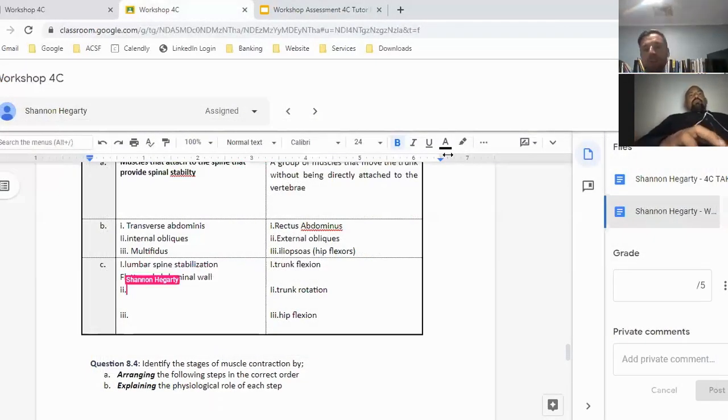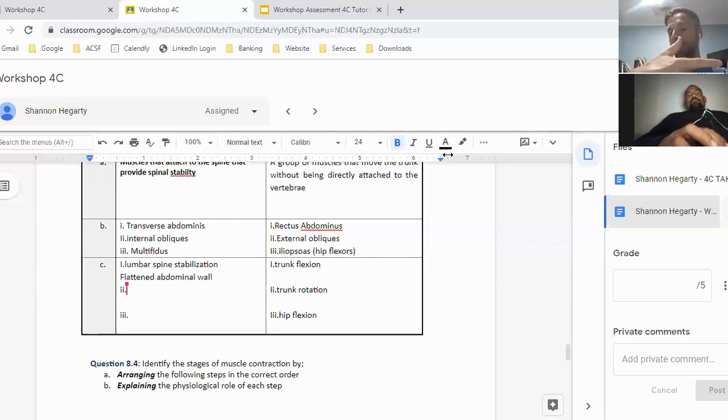Okay, so now let's think about this. If the external obliques rotate the trunk, what would the internal obliques do? Remember, they're a stabilizing muscle. Have you ever done the exercise in the gym, the Pallof press, where you hold the resistance band and you press it out in front of you and hold it, and it's coming from the side?